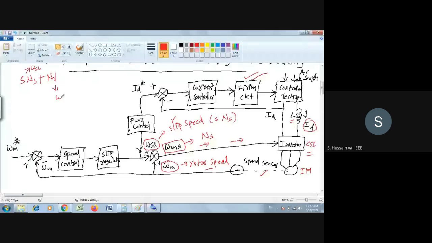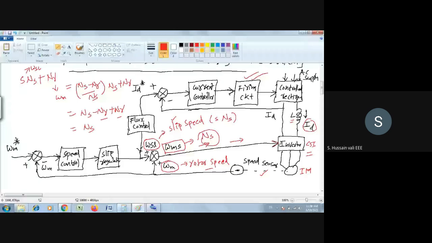When you add SNS plus NR, what is the answer you will get? Recall the slip definition. Slip is equal to NS minus NR by NS. So you take NS minus NR by NS, that is S, and multiply with NS plus NR. What is the answer you will get here? NS and NS will get cancelled. NS minus NR plus NR, these two will get cancelled. So the answer is NS. So when you add omega SL with omega M, you are getting synchronous speed. This synchronous speed signal is going to the inverter.